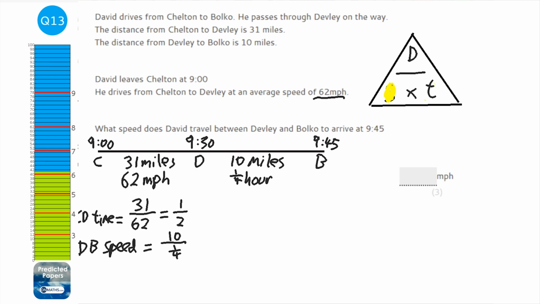Now, over just means divide, so this is the same as 10 divided by a quarter. How many quarters are there in 10? Well, if you're good with fractions, you'll know you can do same change flip. 4 over 1 is just 4, and that's 40. So you'd have to travel at 40 miles per hour. Now, you can do that on the calculator, or you can do the non-calculator method, which I've shown here.